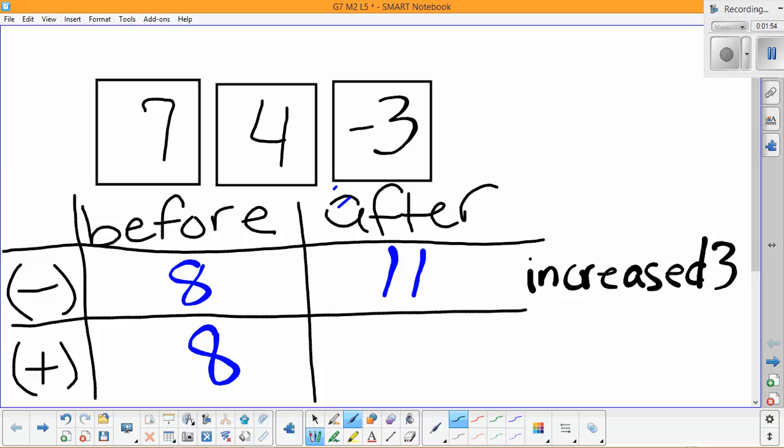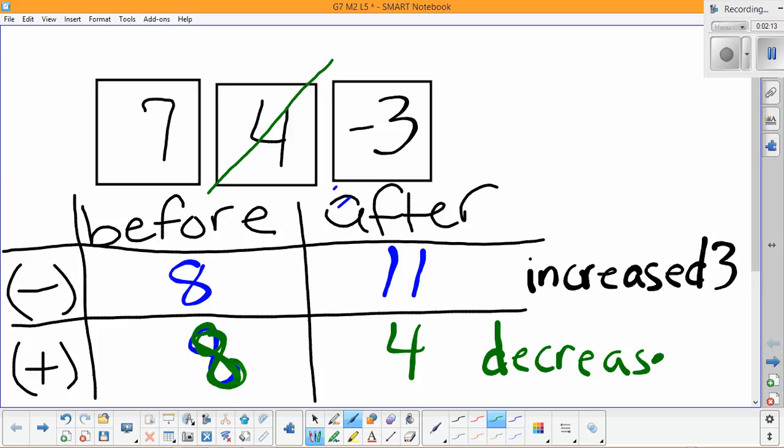And if I get rid of a positive, so let me get rid of this 4, let's say I discard that 4. My score is now 7 plus a negative 3, which is a 4. So this time my score actually decreased 4. So when I discarded a negative 3, my score increased 3. And when I discarded a positive 4, my score decreased 4.